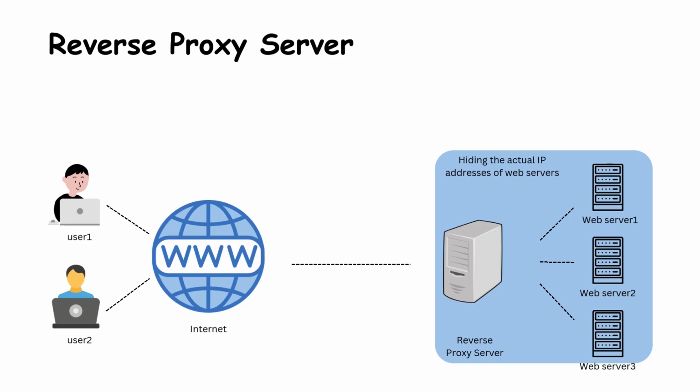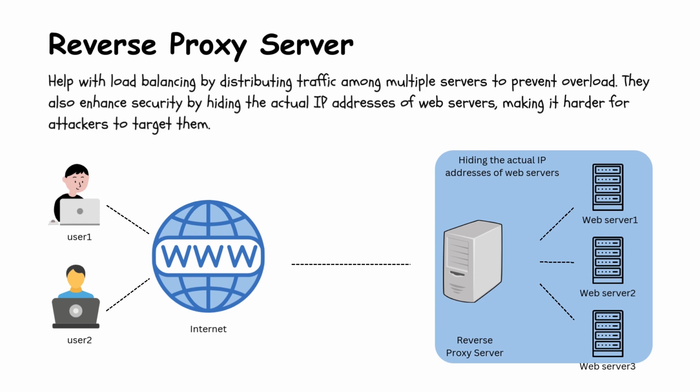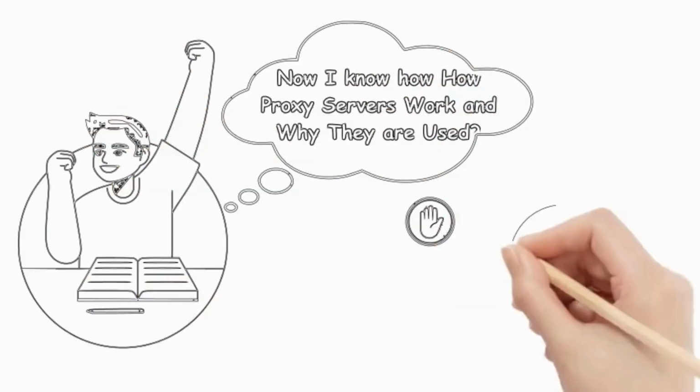Reverse proxies offer several benefits. They help with load balancing by distributing traffic among multiple servers to prevent overload. They also enhance security by hiding the actual IP addresses of web servers, making it harder for attackers to target them. Global server load balancing directs users to the nearest server for faster performance. Caching stores frequently accessed content to speed up responses, and SSL encryption offloads encryption and decryption processes from the main server, improving efficiency.